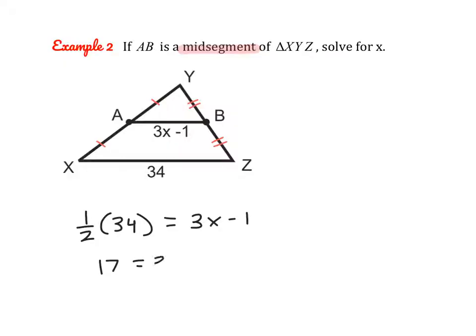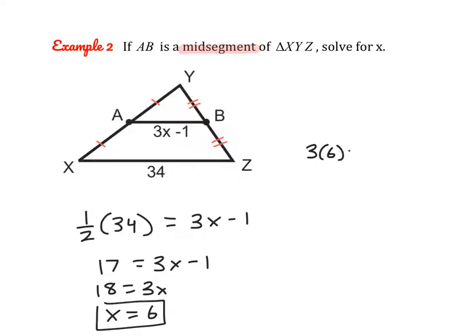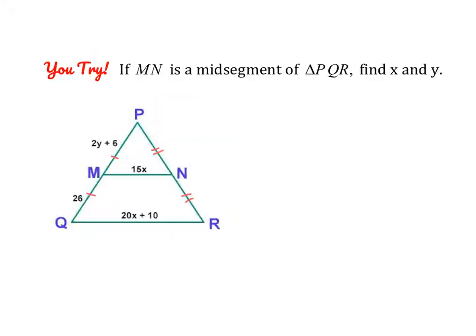So I have 17 equals 3x minus 1. Add 1 to both sides and divide both sides by 3. We get x equals 6. Now, just to check, if we substitute that value into our expression, 3x minus 1, we get 18 minus 1, which is 17. And 17 is exactly half the length of 34. So our midsegment is, in fact, half the length of our base. So we know that our answer is correct. Okay, go ahead and pause the video and give this problem a try.